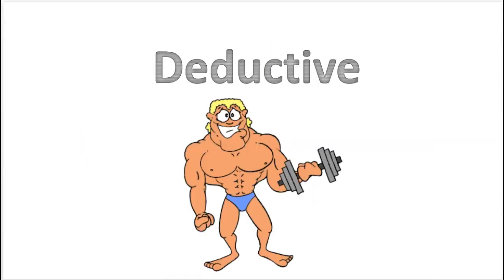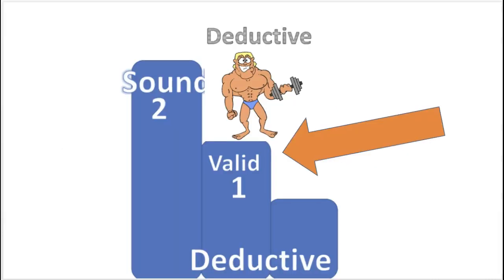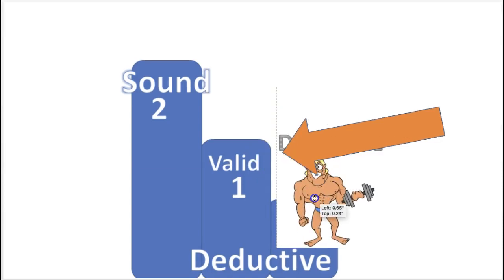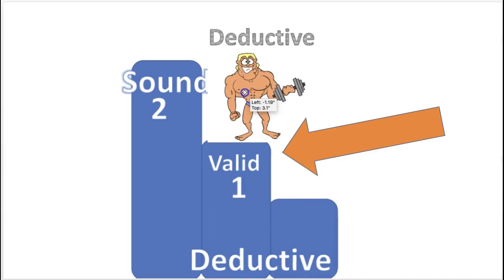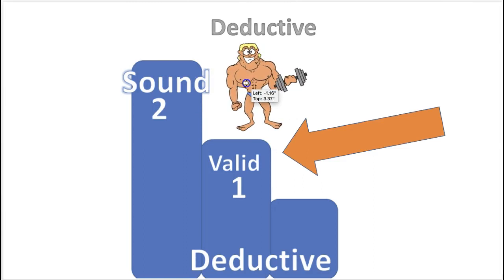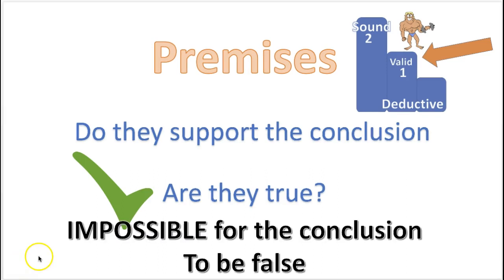Okay, and first in deductive arguments, you ask, do the premises support the conclusion? If the answer is yes, now you have a valid argument. So you want a sound argument. This is the strongest, most powerful argument. Are they true? If you have a valid argument with true premises, then it's impossible for the conclusion to be false. Keyword: impossible for the conclusion to be false in a valid deductive argument with true premises.